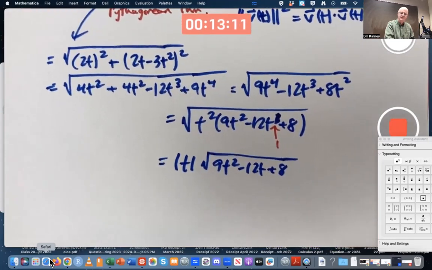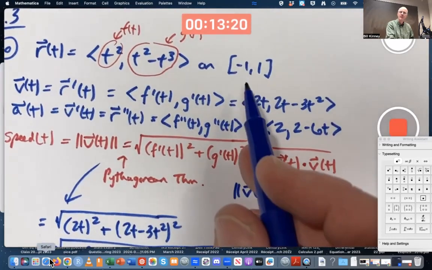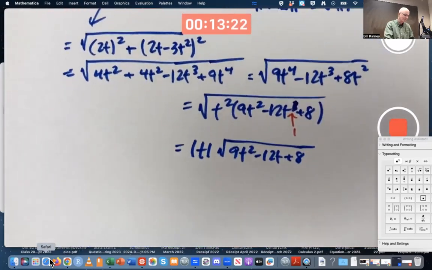Though when t is positive, I can get rid of the absolute values. When t is negative, I can't. And I am actually allowing t to be negative here, so I probably should keep the absolute value signs in there.